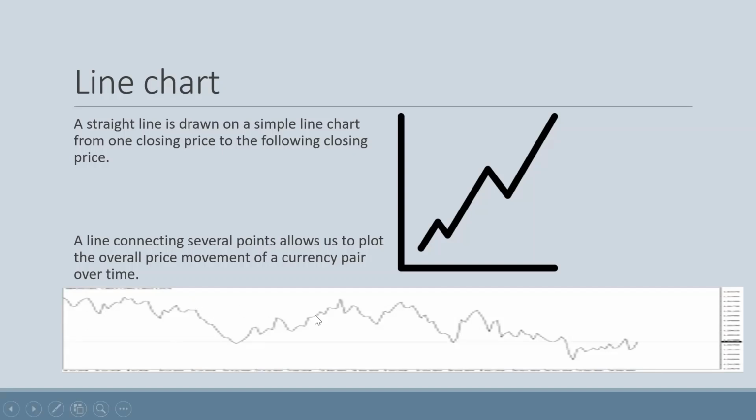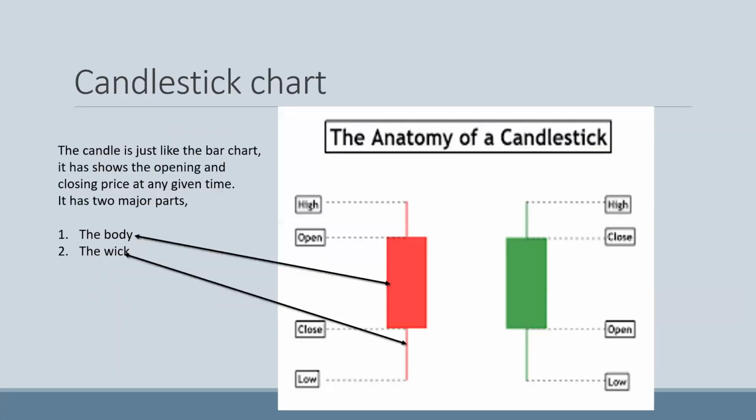So now, if you look at this line chart down here, the only thing that you can say is, okay, from here to here, it was somehow going sideways, then all the way it went down, then it went up, then it went down, then it went down, then it went down. It cannot really give you any piece of information apart from just the movement of the pairs.